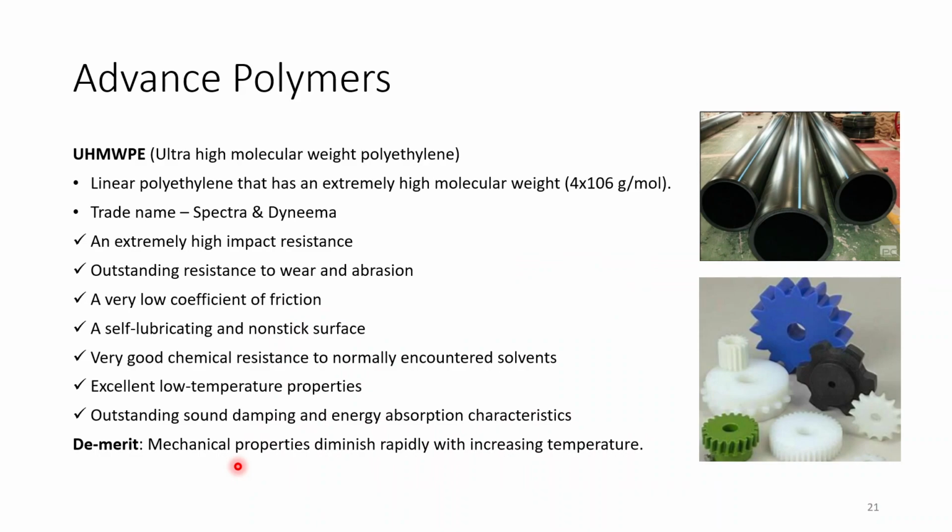Next up we have advanced polymers. As I told earlier, ultra high molecular weight polyethylene is an advanced polymer. In this case you have linear polyethylene that has extremely high molecular weight, up to 4 times 10^6 gram per mole, and the trade name is Spectra or Dyneema. It shows extremely high impact resistance, outstanding resistance to wear and abrasion, very low coefficient of friction, a self-lubricating and non-stick surface, very good chemical resistance to normally encountered solvents, and excellent low temperature properties.